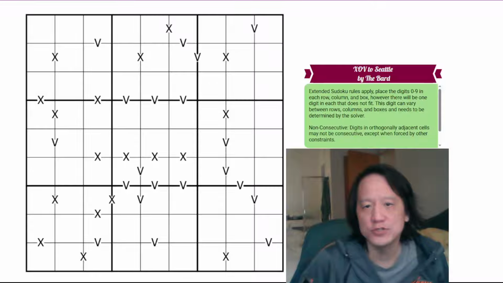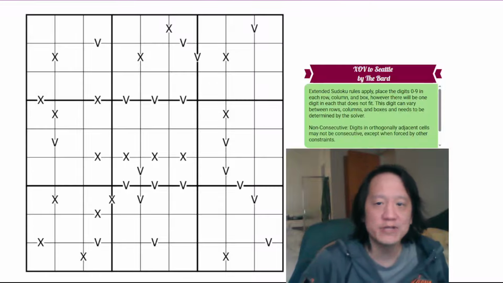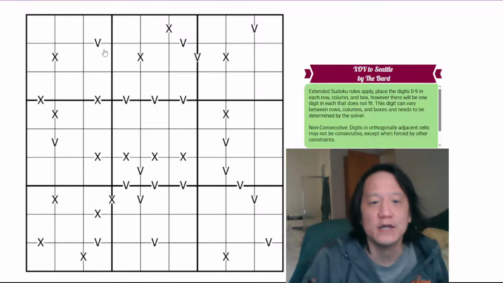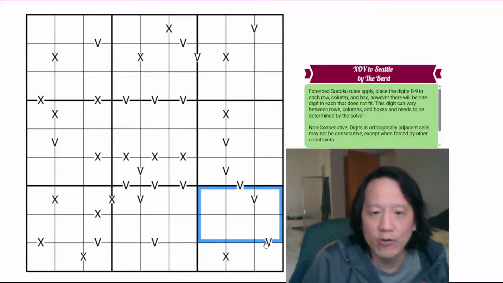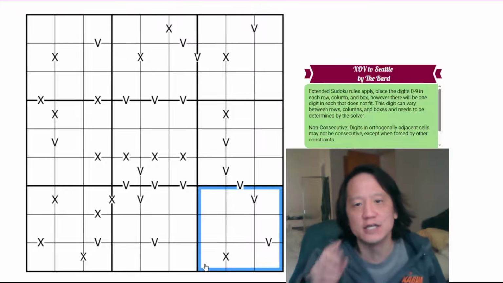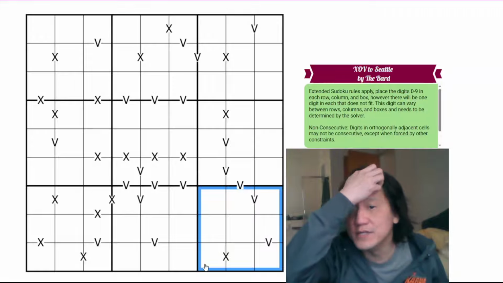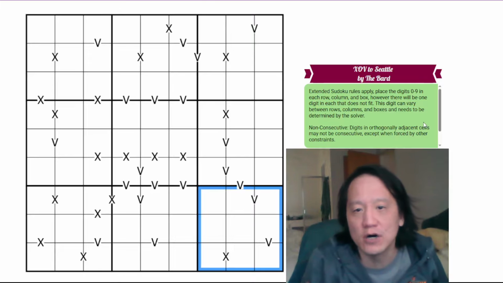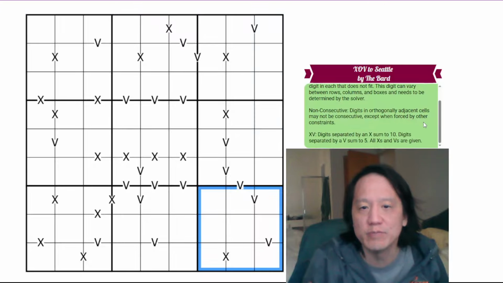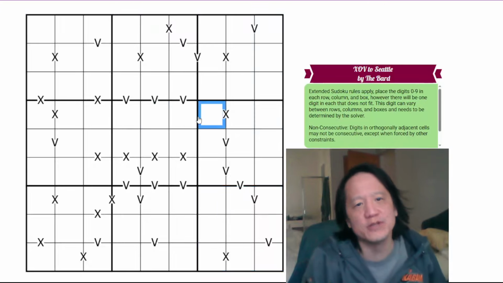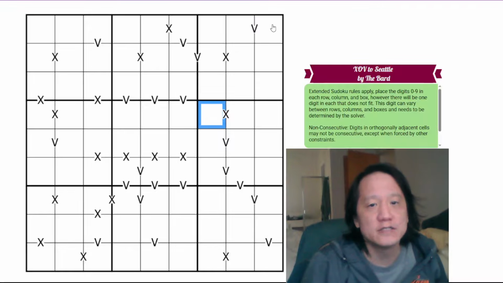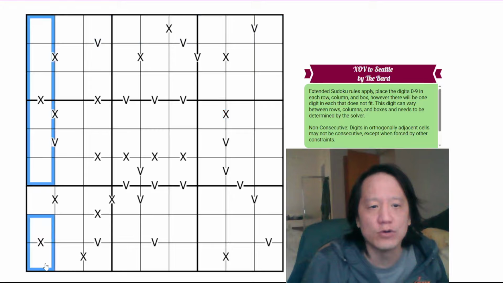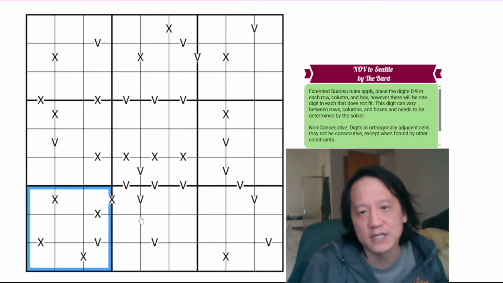We have extended Sudoku rules, where we need to place the digits 0 through 9 in each row, column, and box. However, there will be one digit in each that does not fit. This digit can vary between rows, columns, and boxes, and needs to be determined by the solver. I prefer putting this as: in every cell in the grid, place a single digit from 0 through 9, such that there are no repeats in any row, column, box, or designated 9-cell region. That's what I would prefer, but that's just me.